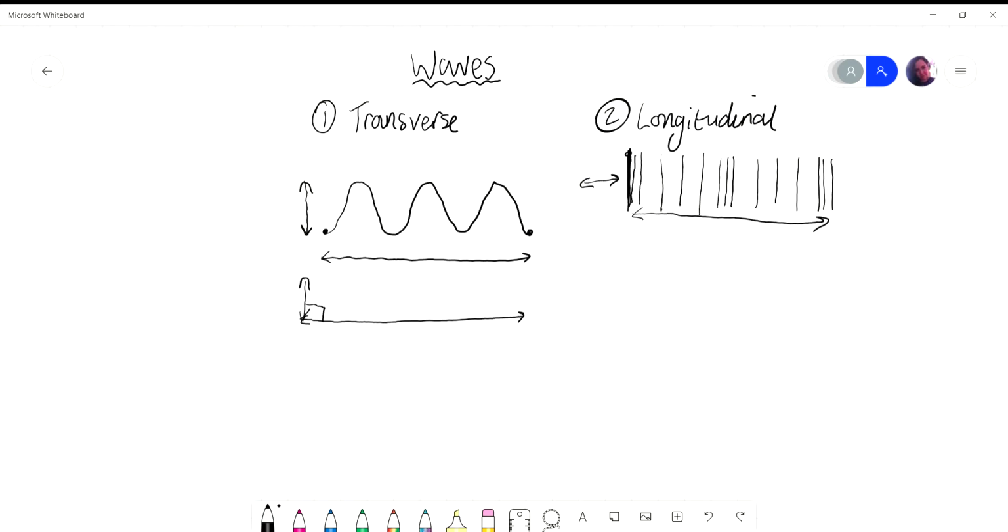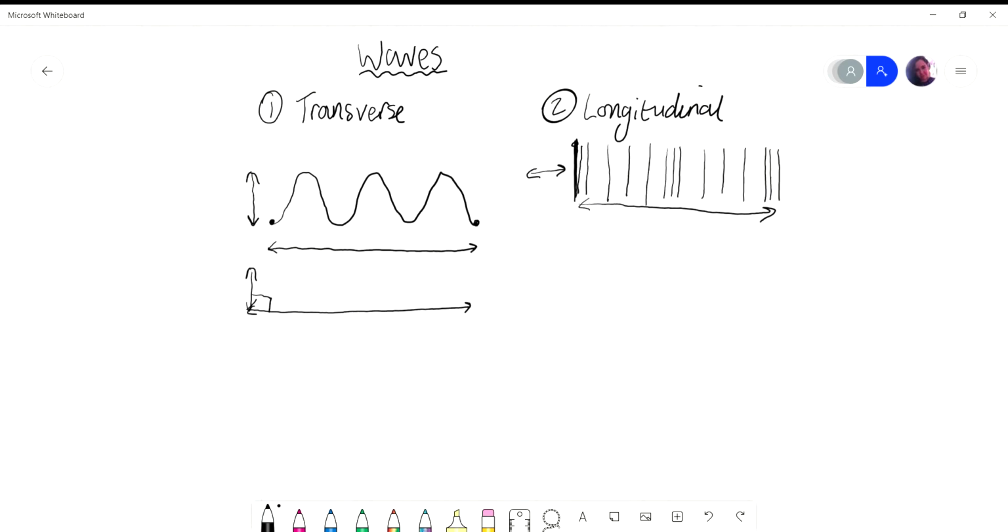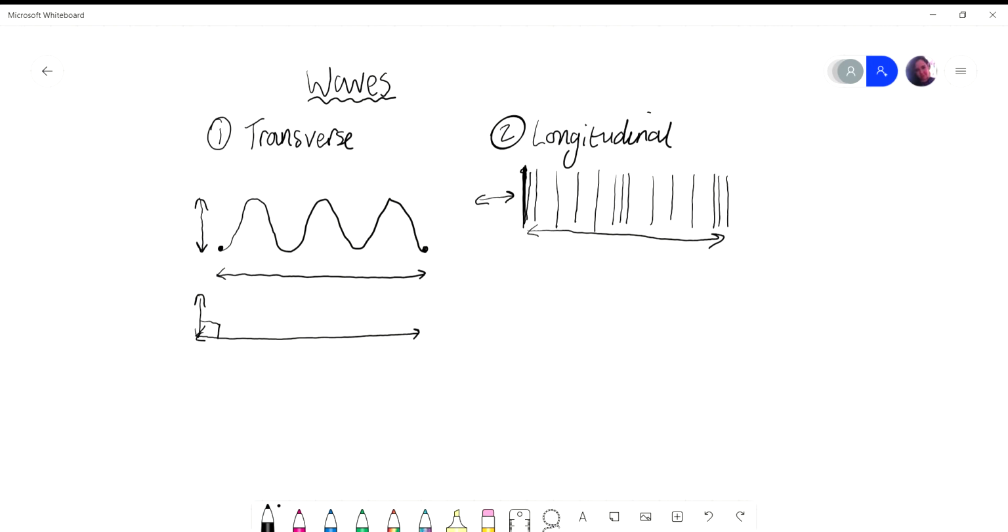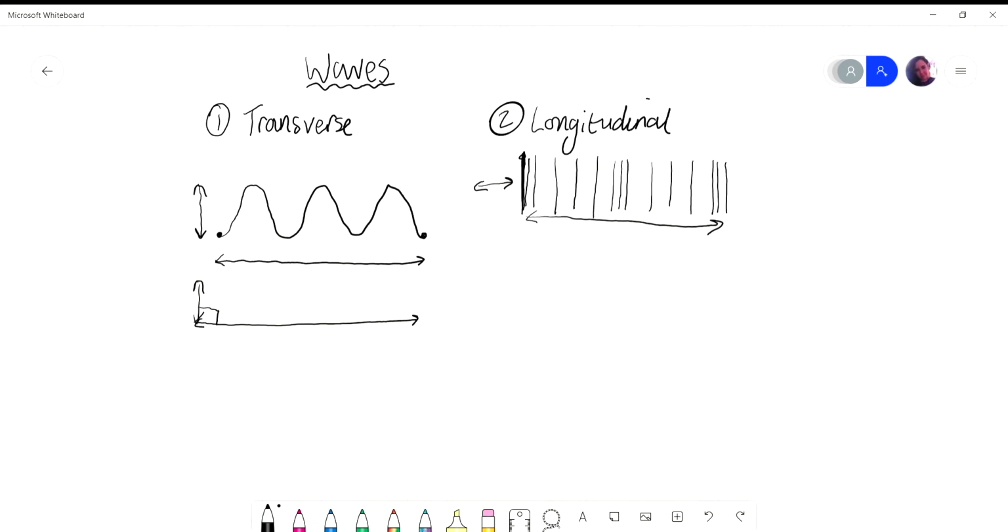Okay. Now, something very important about waves to note is that they transfer energy, but they do not transfer matter. So matter is anything, almost anything really, anything that has a mass, any kind of stuff, that's all matter.